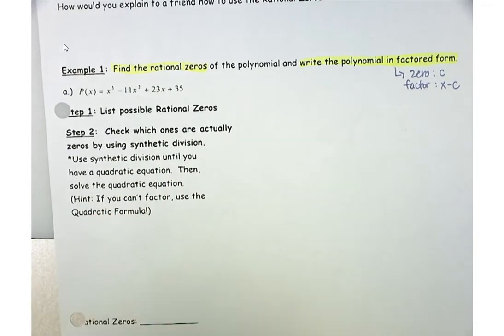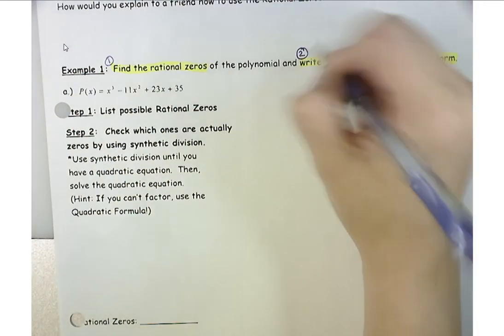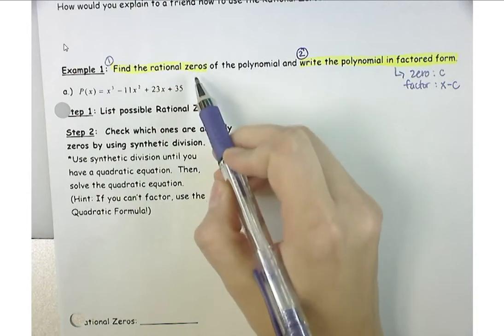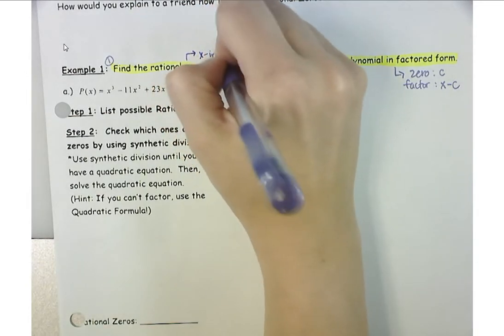Right? And then for the first one, we are going to find the rational zeros. And that's going to be our first step. So we're going to do this first, and then we're going to do this second. Okay, so you're going to be finding the zeros. Remember, the zeros are x-intercepts.